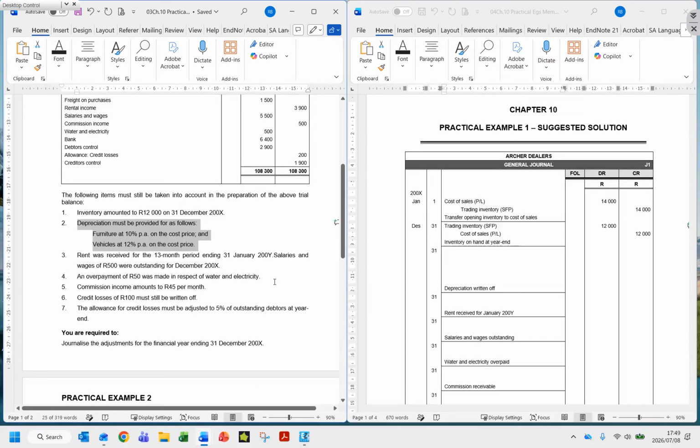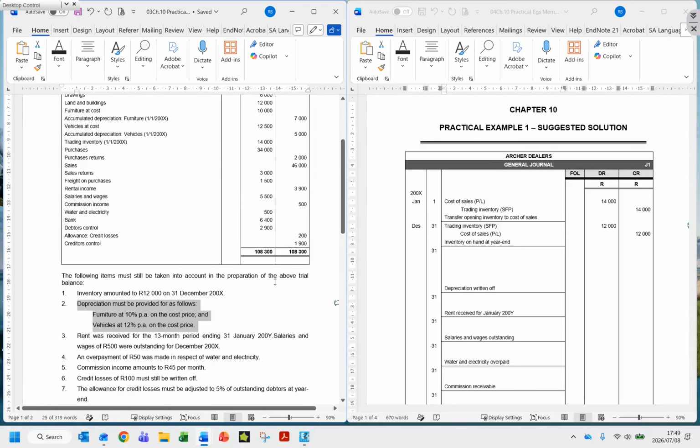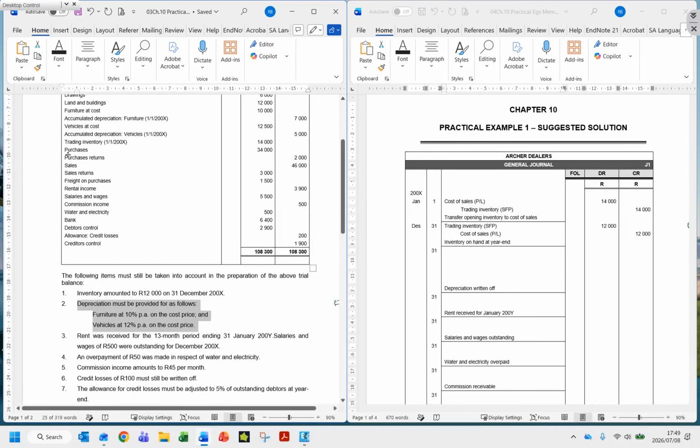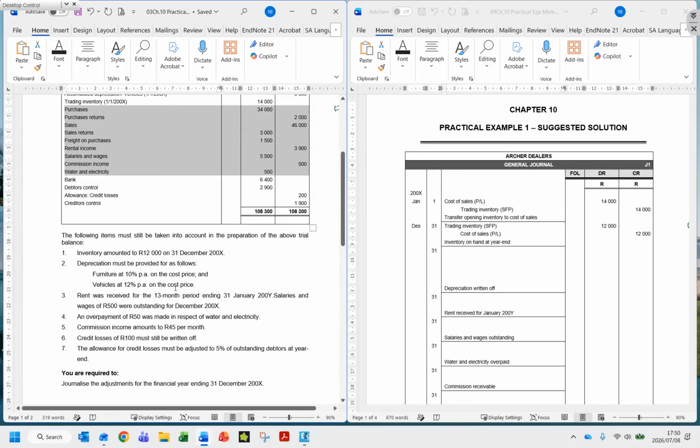Then the next adjustment that you also have already learnt in chapter 6 is the depreciation one. To record depreciation, you debit depreciation and credit accumulated depreciation for each class of assets that you need to calculate depreciation for. So we have one depreciation expense account, but we have separate accumulated depreciation accounts for furniture and vehicles. If we go and have a look at the trial balance, at the income and expenses, you can see that there is no depreciation there yet. So we still need to record this depreciation.